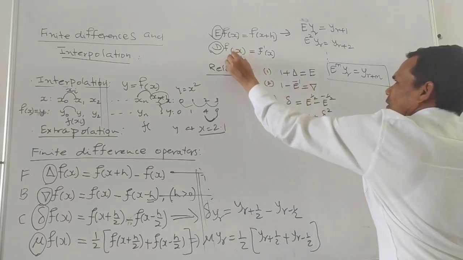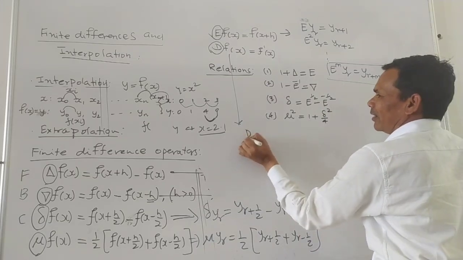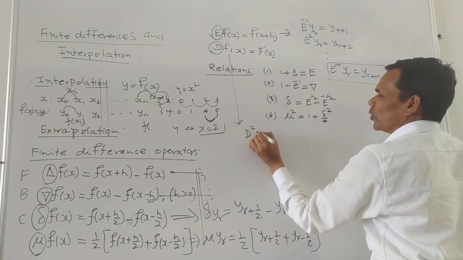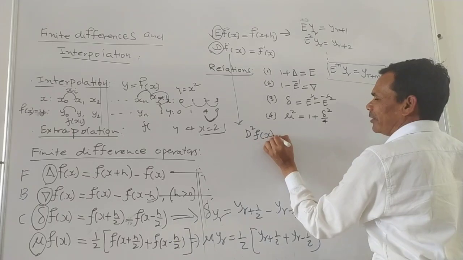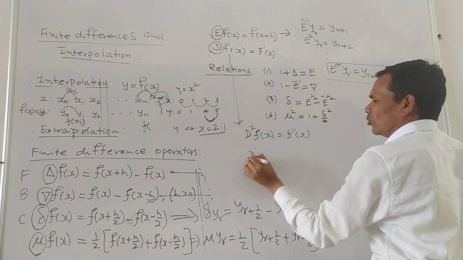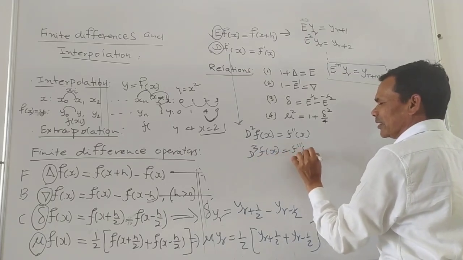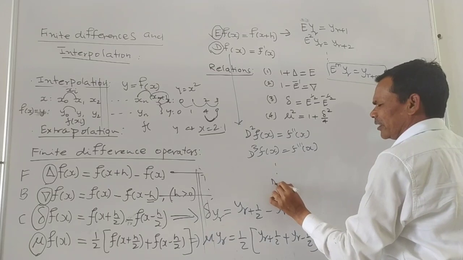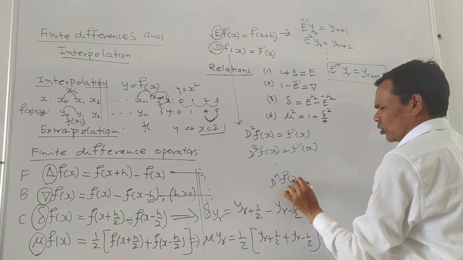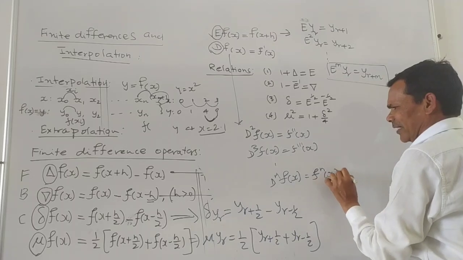Similarly here also D is the differential operator. It has the form D squared f of x, which is the normal derivative, that is f double dash of x. D cubed of f of x is f triple dash of x, and so on. D raised to n f of x is also an operator, and this is equal to f n of x, and so on.